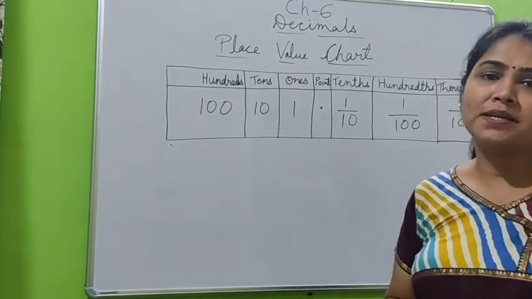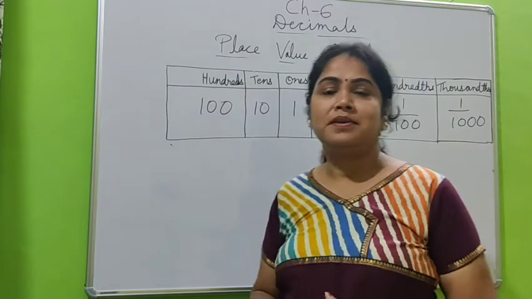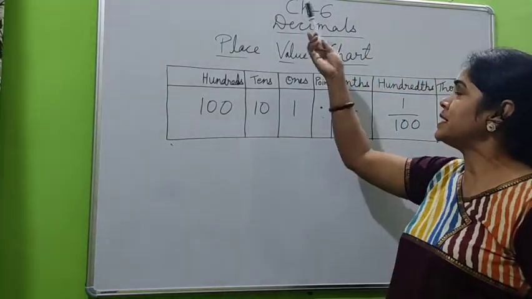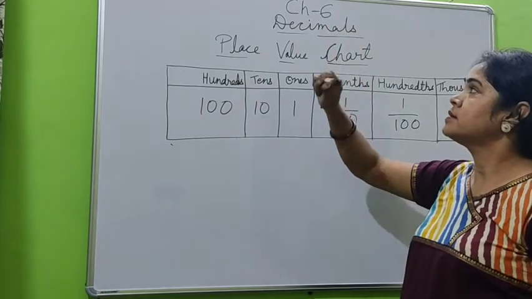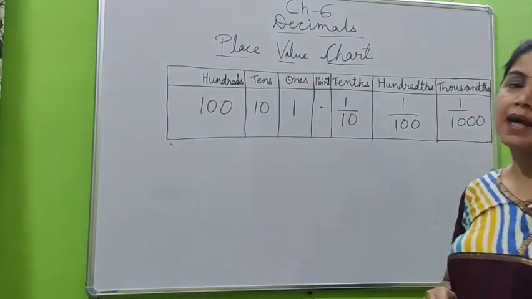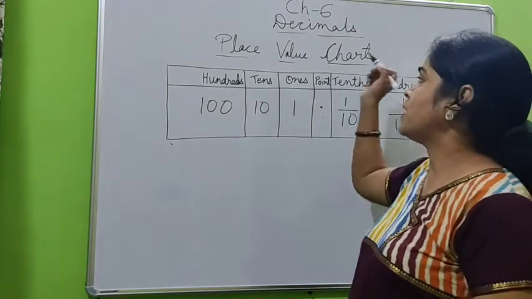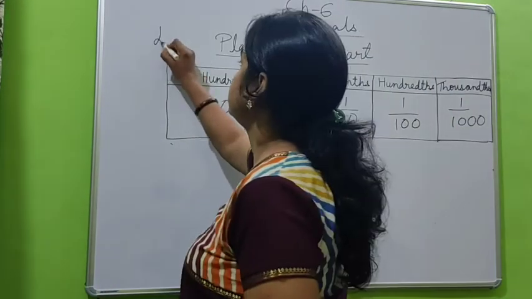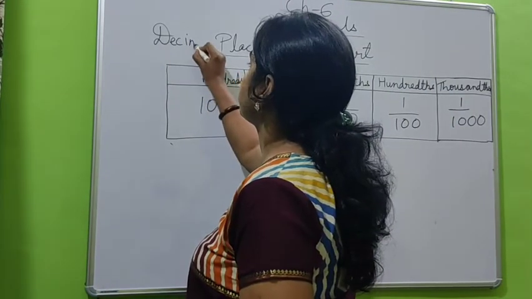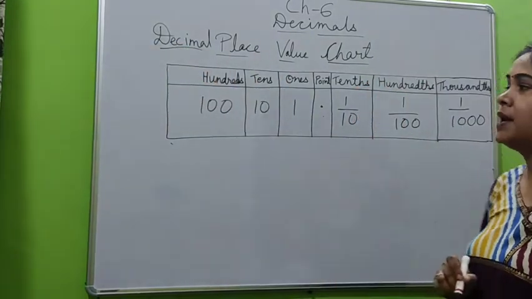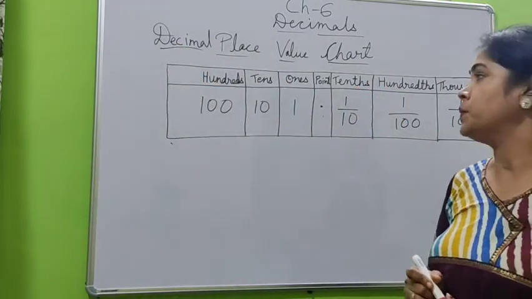Decimals are also called decimal fractions. So, we will deal today with chapter 6. The chapter name is decimals and it is my first video. In this I will show you the place value chart of decimal numbers, or I can say the decimal place value chart. Okay, so here what do we do?